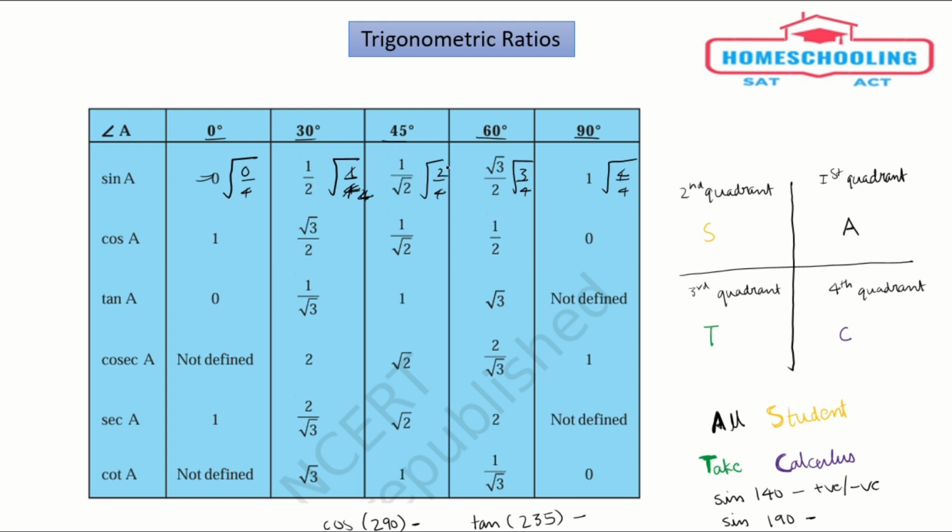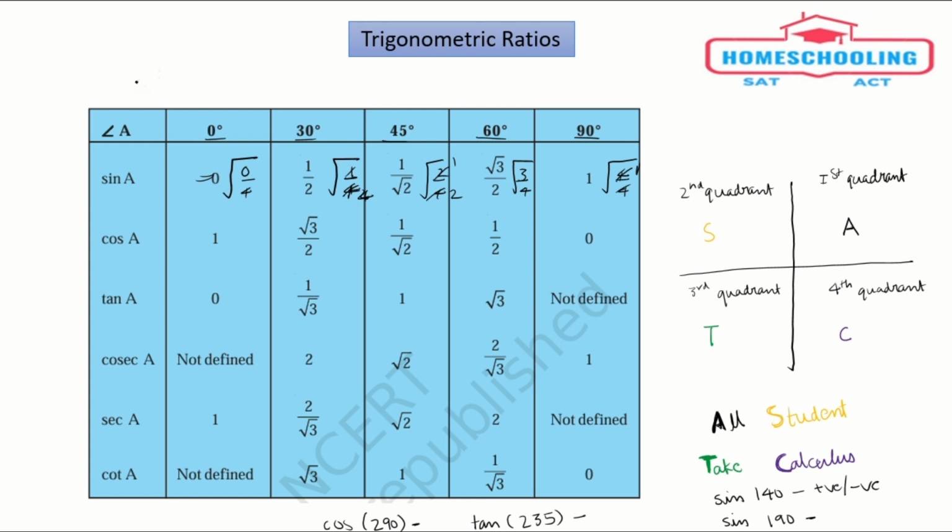Similarly, if we cancel these two, this would be 1 and 2. So under root 1 would be 1 and under root 2 would be under root 2. So 45 would be 1 divided by under root 2. Similarly, under root 3 would be under root 3 and under root 4 would be equal to 2. So sine of 60 degree would be under root 3 by 2. And similarly for 90 degree, under root 1 would be equal to 1.